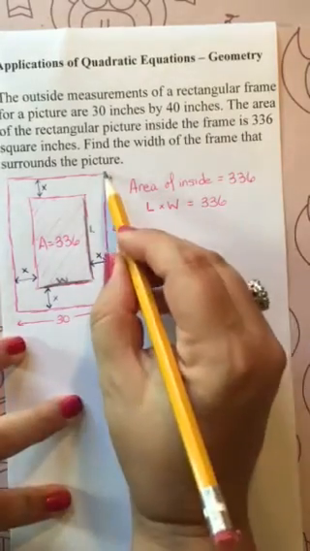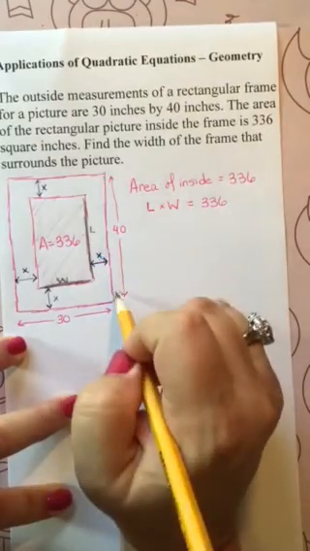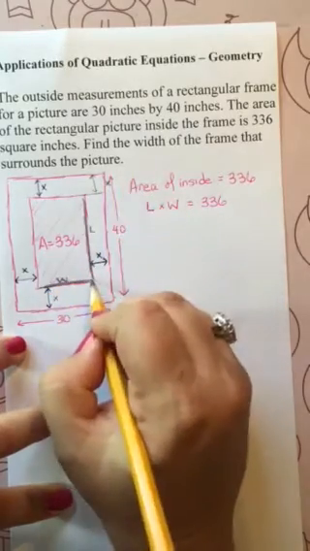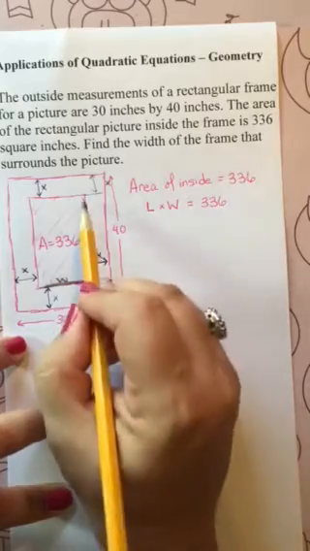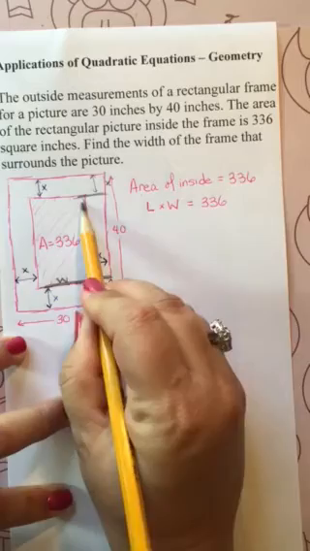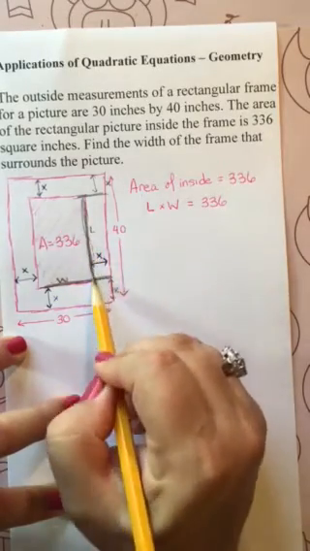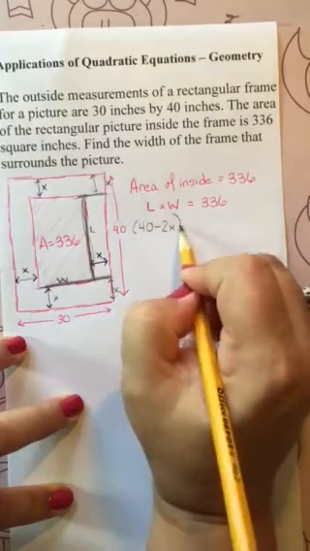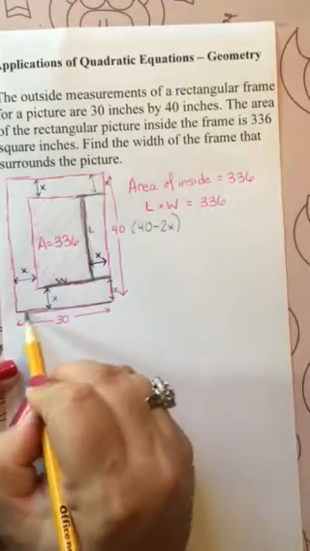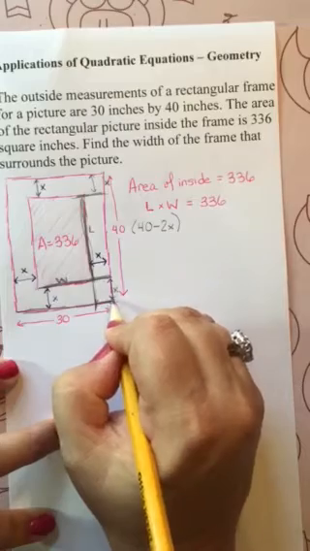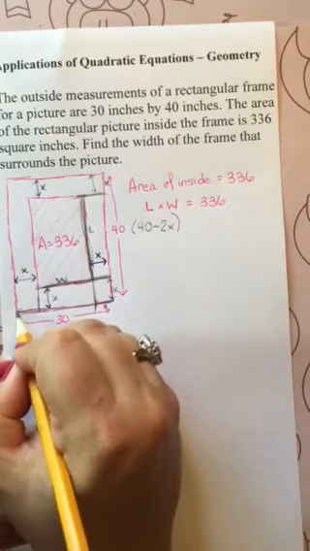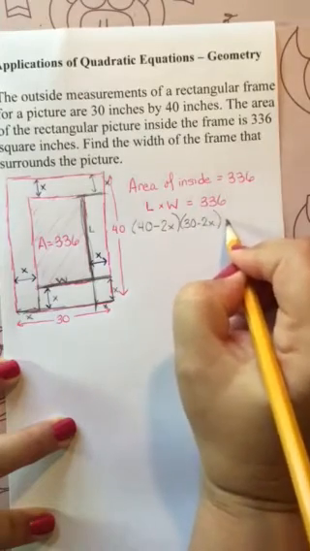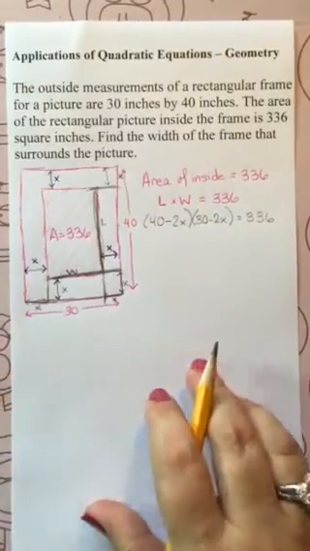Because look at this. How tall is the whole picture? The whole picture is 40, right? And I know that from here to here is X, and from here to here is another X. This is the length of my frame. So the length of my new frame is 40 minus 2X, right? Look at the width. The original was 30. But I know I have X here, and I have X here. So the width of the picture has to be 30 minus 2X. There we go. Wrote my equation.